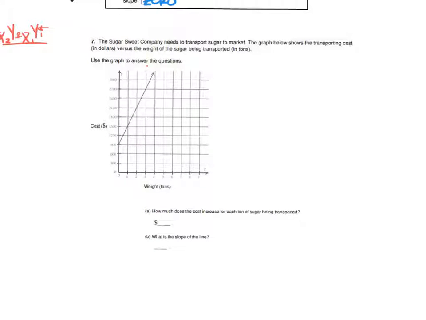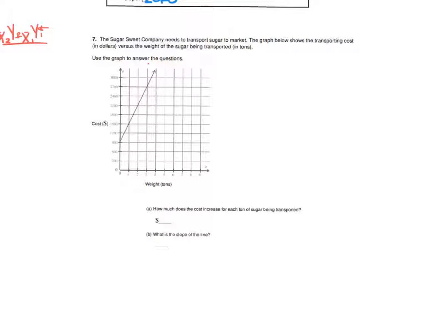Now on problem 7, it says the sugar sweet company needs to transport sugar to the market. The graph below shows the transporting cost in dollars versus the weight in sugar being transported in tons. Use the graph to answer the questions. So when I look at my graph, I notice this point right here, that's my y-intercept.